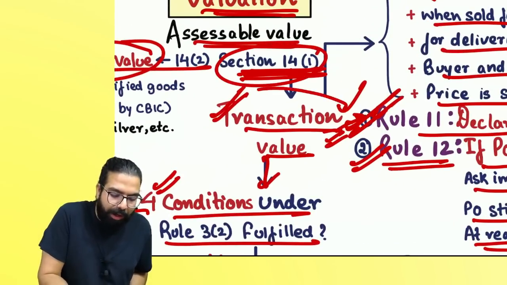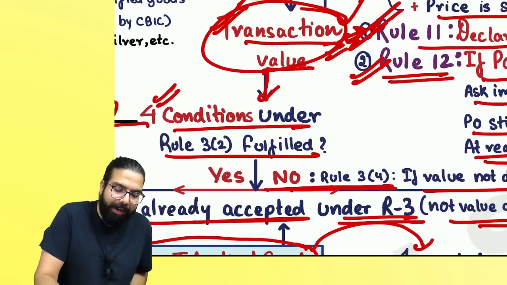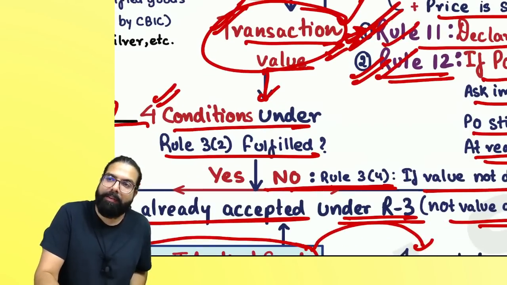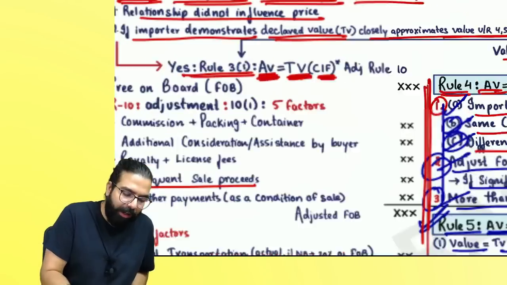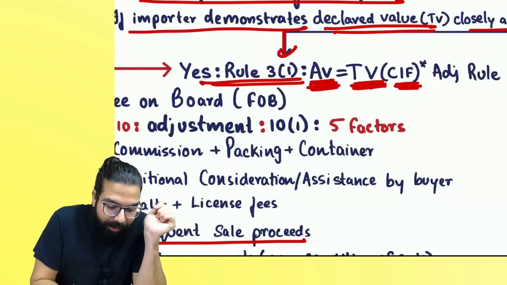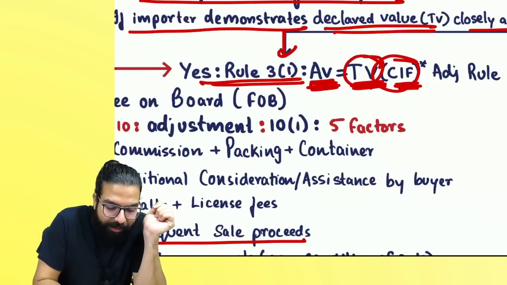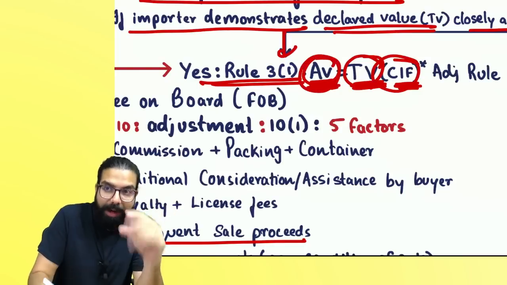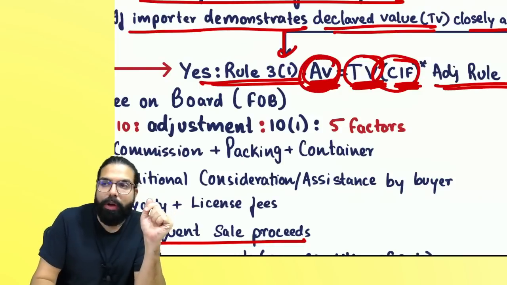Under section 14.1, you took the transaction value, you made a declaration, the officer liked your declaration, no problem at all, he did not have any doubt. Then rule 3.2's condition also is satisfied. Then you come under 3.1, which goes ahead and says that your CIF value, which is your transaction value, will become your receivable value, but subject to adjustment under rule number 10.